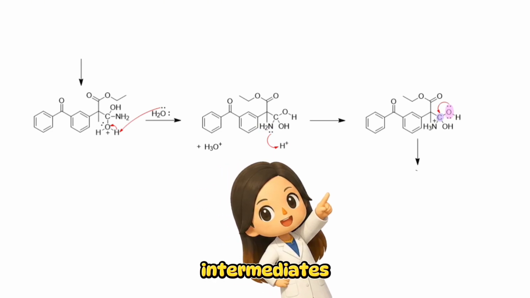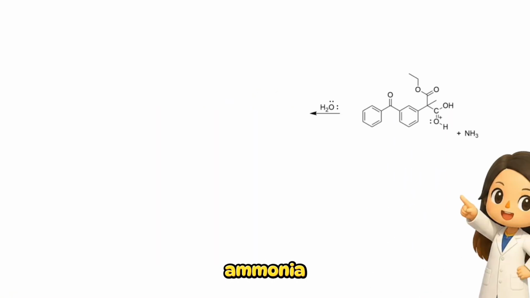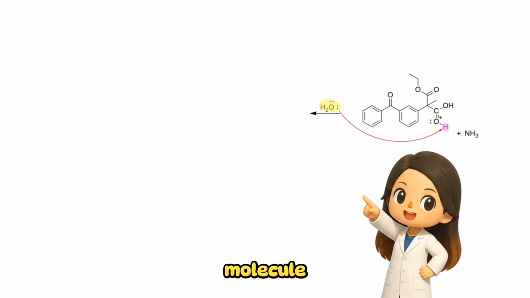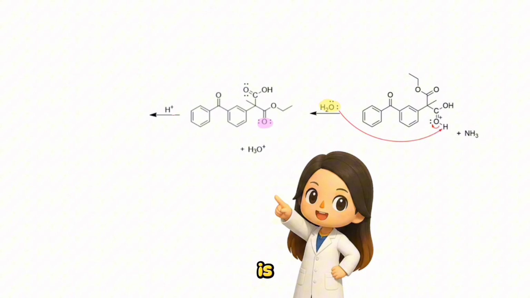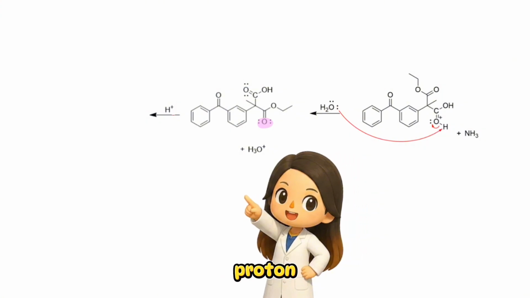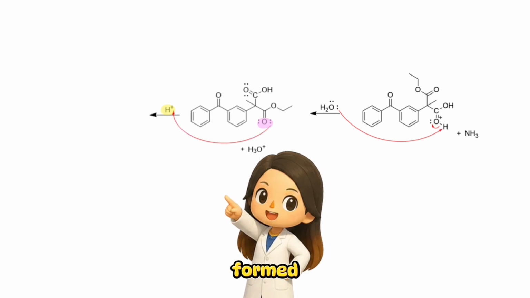The tetrahedral intermediate collapses. The carbon-oxygen double bond is restored and the amino group leaves the molecule as ammonia, producing the protonated carboxylic acid. A water molecule removes the excess proton and the neutral carboxylic acid is obtained. The oxygen atom of the ester group takes a proton from the acidic medium and the protonated ester is formed.